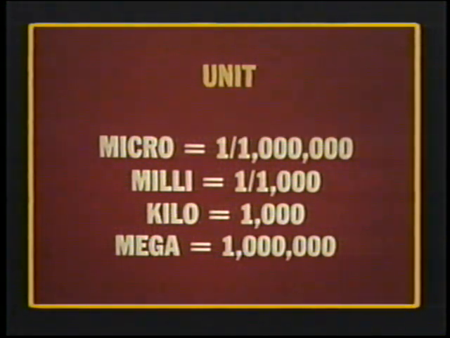Basic units are often too large or too small for handy use, so metric prefixes are used. A microunit is 1/millionth of the basic unit. A milliunit is 1/1,000th of the unit. And the prefix kilo means 1,000 units. And mega, 1 million.